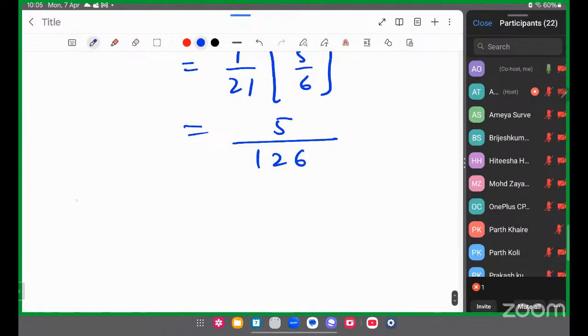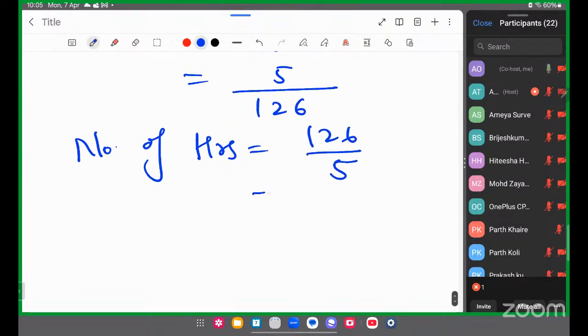So how many hours will be taken by A and B together to complete the work? The reciprocal of this will be how much? This will be 25.2, which means 25 days complete and 2 hours. Sorry, number of hours, right? So 25 hours complete and 2 hours extra. Not 2 hours, I'm saying it wrong. 25 hours complete and 2 minutes extra.